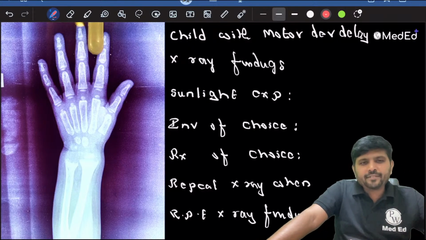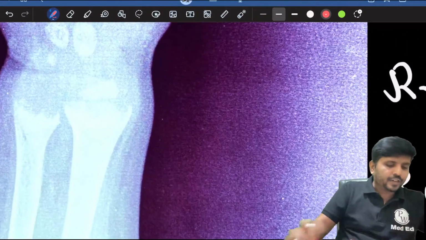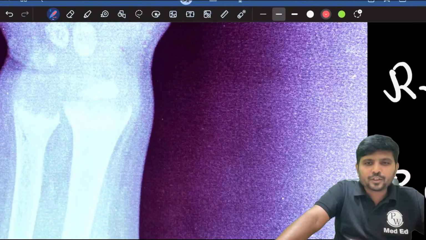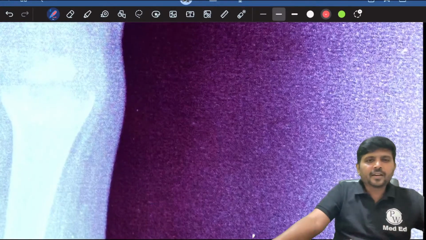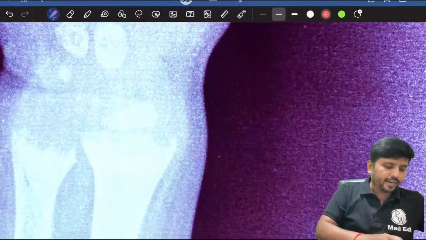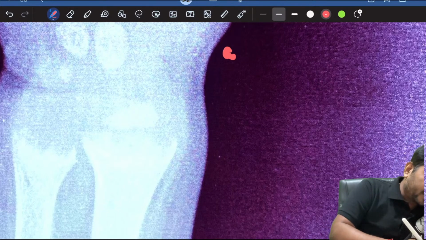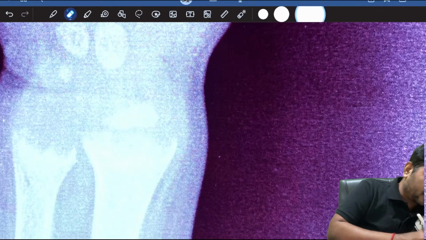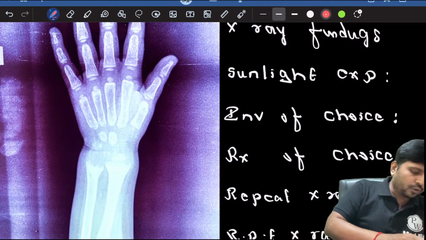Now, very famous one. Whenever any child is presenting with widening of wrist, what should be the answer? Widening of wrist. Look at this image. What are all the findings here? Look at the image again. So what are all the things we can offer in this case?